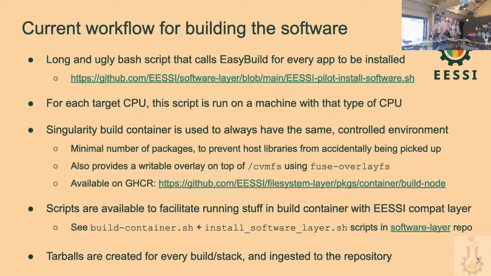We've already done a whole bunch of scripting around this. So not only the big ugly script, that's the part we want to get rid of. We also have a script to start the build container. We have a script to install the software layer and do that on top of the compatibility layer. So it's like a cascade of scripts that call each other. And I'll do a quick demo of that as well. And the tarball thing already.